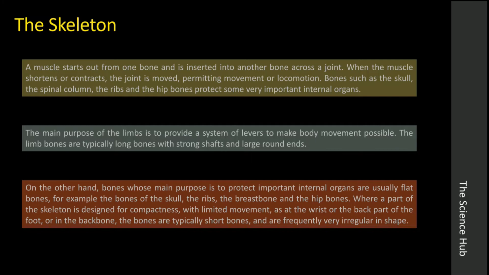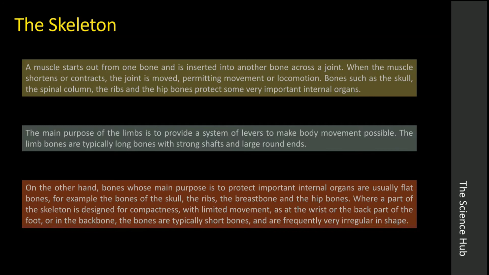Bones such as the skull, spinal column, ribs and hip bones protect some very important internal organs. The main purpose of the limb is to provide a system of levers to make body movement possible. The limb bones are typically long bones with a strong shaft and large round ends.